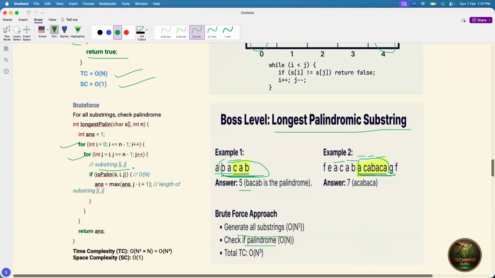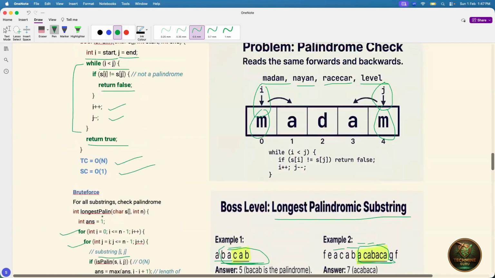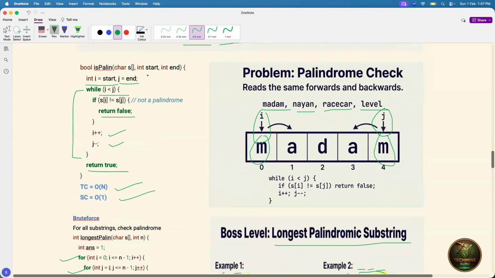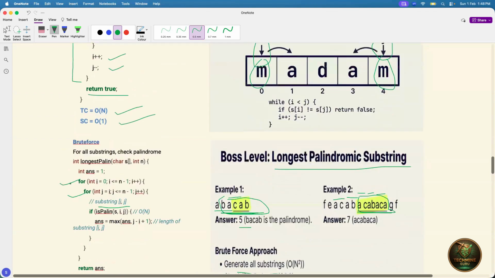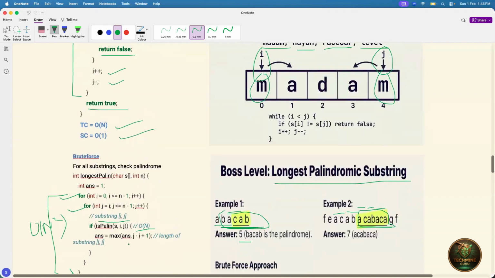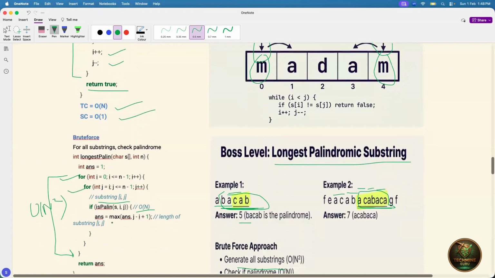Now, in this substring, we have to check whether it is a palindromic substring or not. For that, I have used the isPalin method, which I have written for checking whether the string is palindromic or not. Since we are running 2 loops here, our time complexity is O of n square, right? And inside each substring, we are checking whether that substring is a palindrome or not, which has a time complexity of O of n. And at the last, this is how we are getting the max length of each substring. Since our substring is from I to j, and if we have the range from I to j, how do we count how many elements are there?